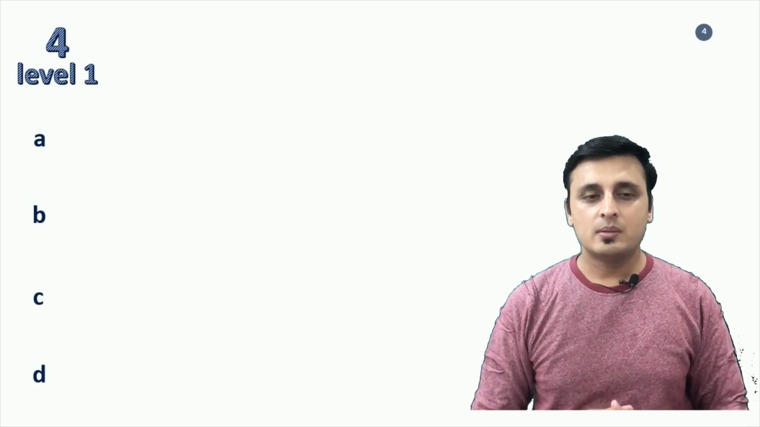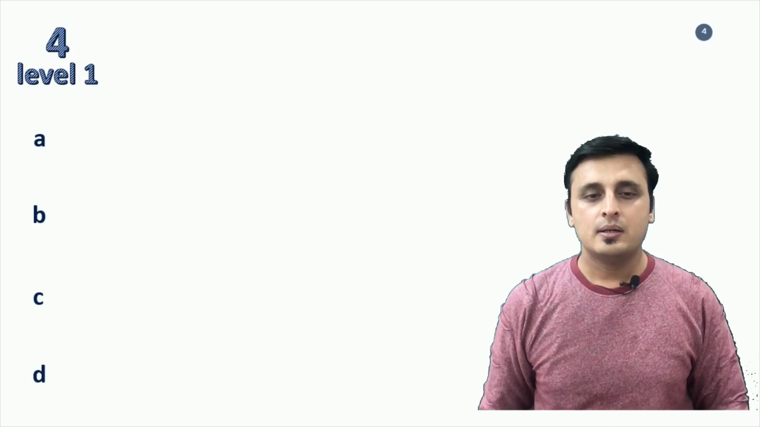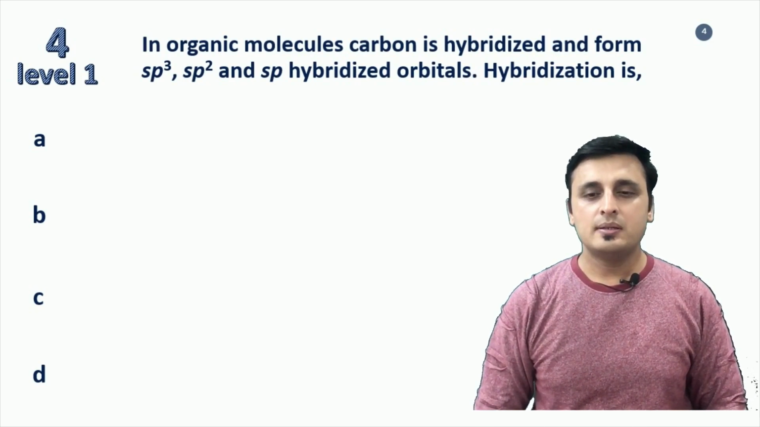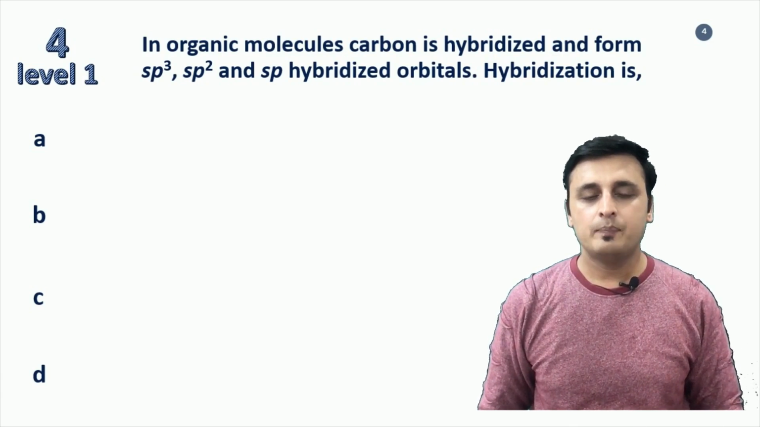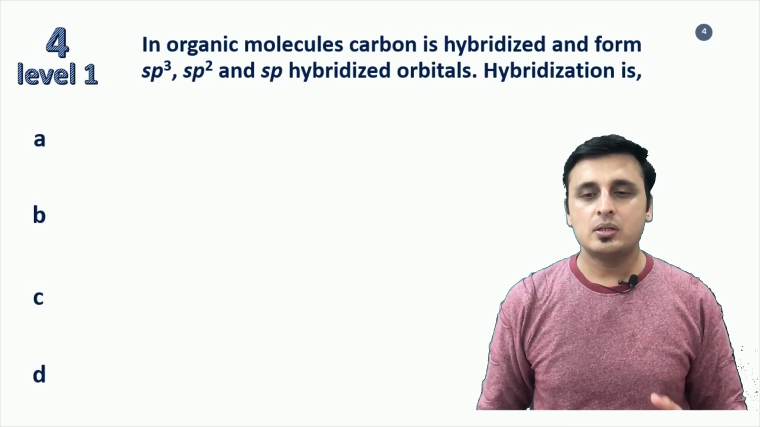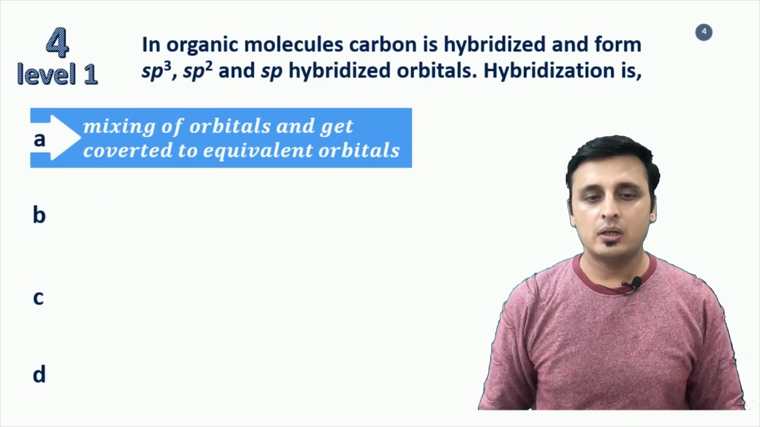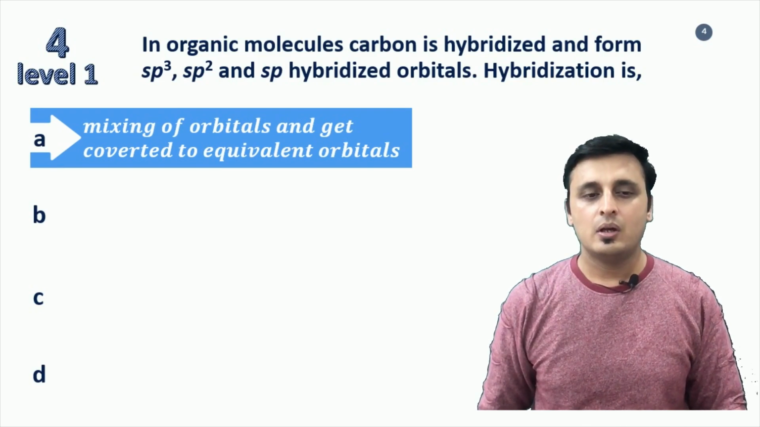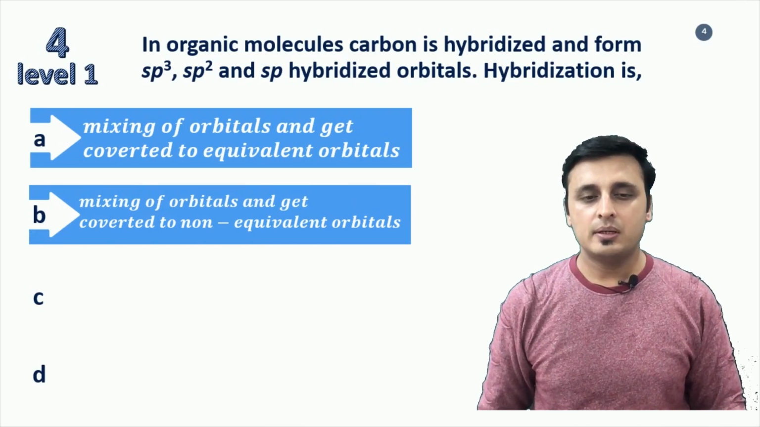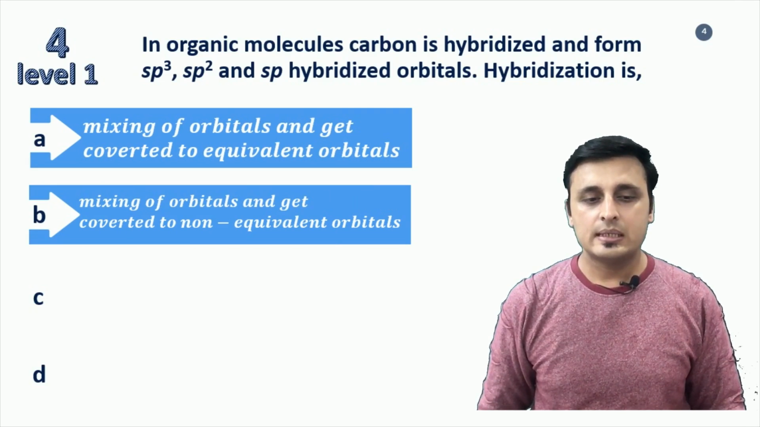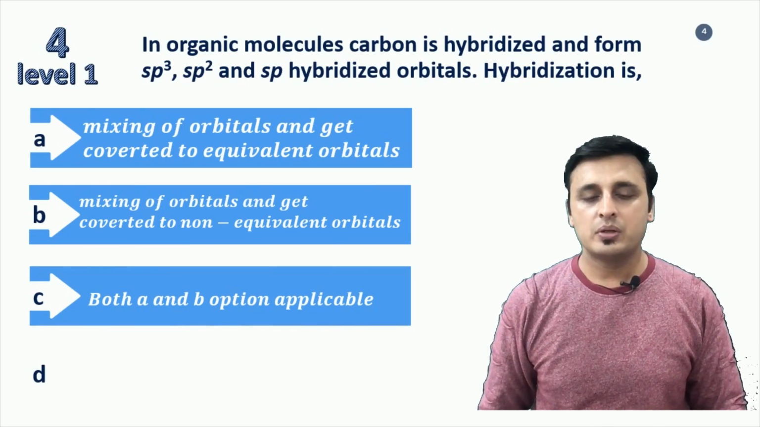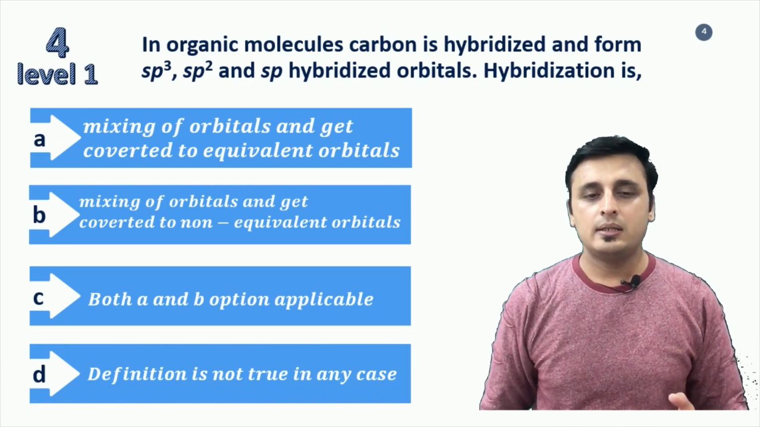Now presenting question number 4, level 1, that is, in organic molecules, carbon is hybridized and forms sp3, sp2 and sp hybridized orbitals. Hybridization is: option A, mixing of orbitals and getting converted to equivalent orbitals; option B, mixing of orbitals and getting converted to non-equivalent orbitals; option C, both A and B options applicable; and option D, definition is not true in any case.